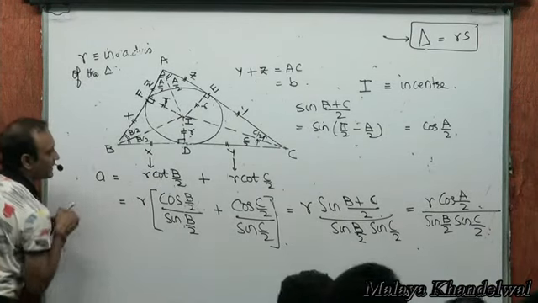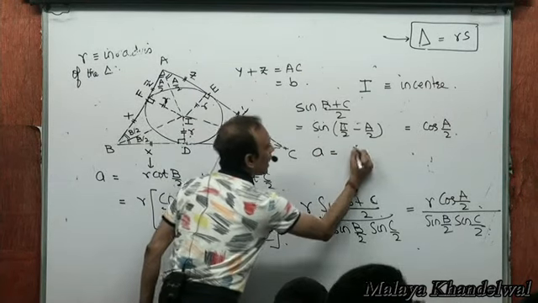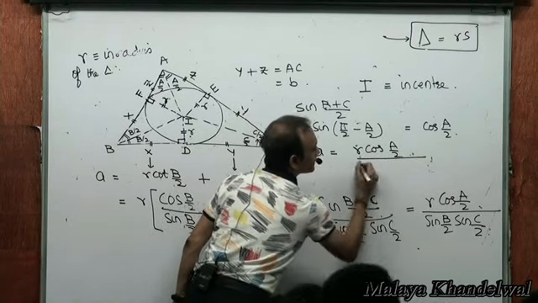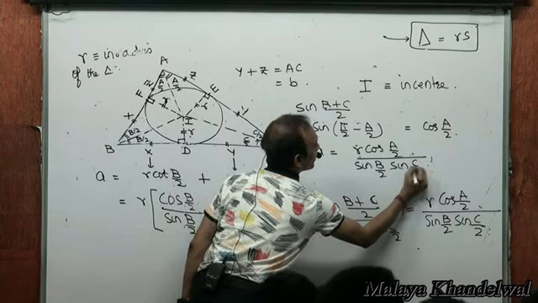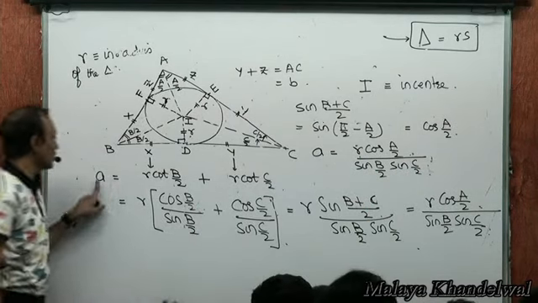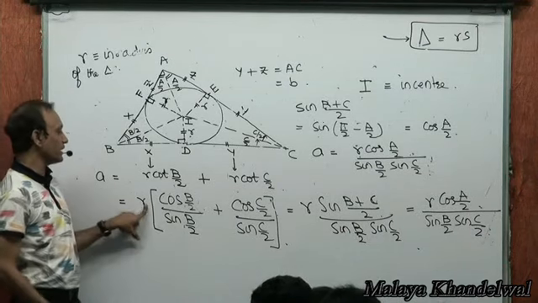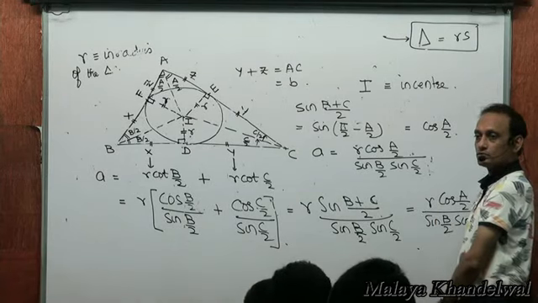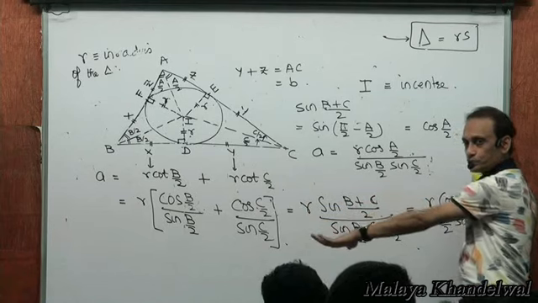So small a then is r cos A by 2 divided by sin B by 2 sin C by 2. So far so good. Small a, all of this was small a. Small a is small r cos A by 2 over sin B by 2 sin C by 2, right? Can I just remove this portion?